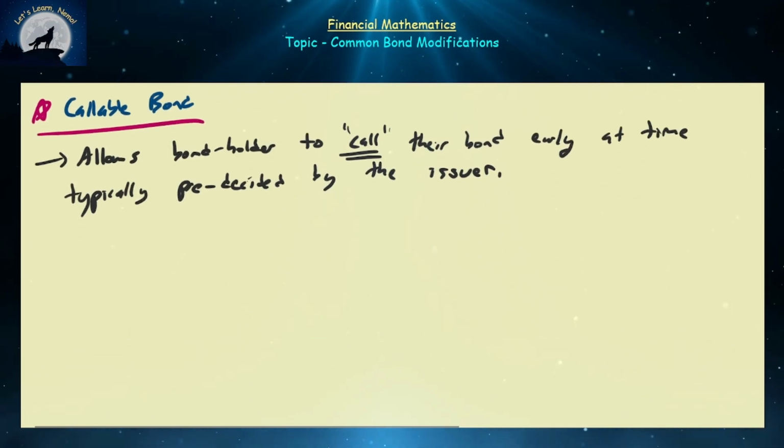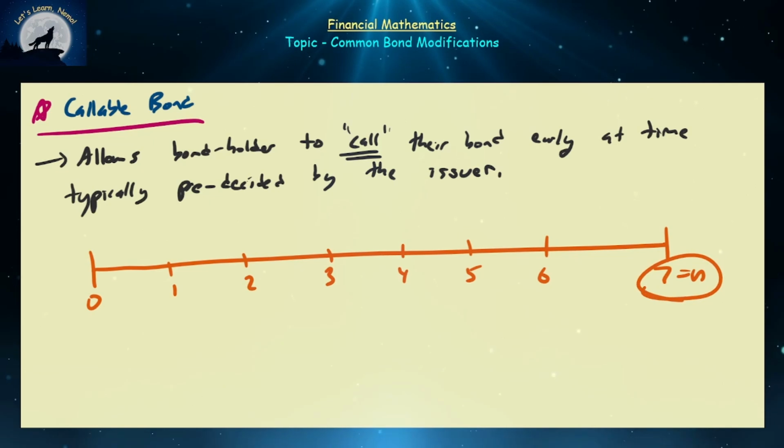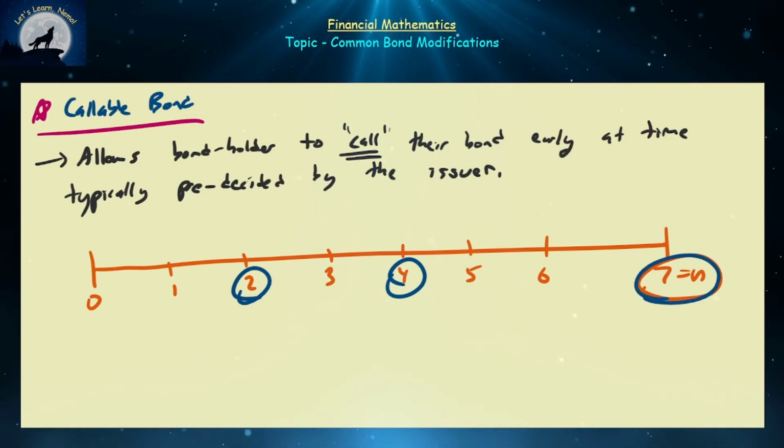So these call times, let's actually draw a timeline to sort of draw this out before we start talking about it. So here's our timeline: 0, 1, 2, 3, 4, 5, 6, and 7. Let's assume that n is the original maturity time. And let's assume that this bond has these call times already decided. Let's assume that the call times are 2, 4, and by default, 7.